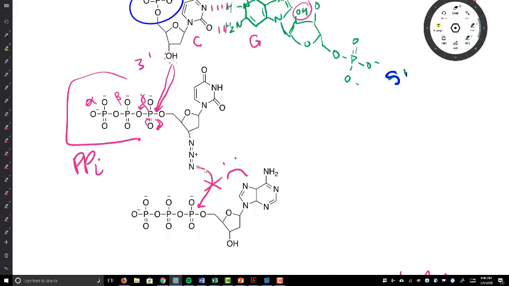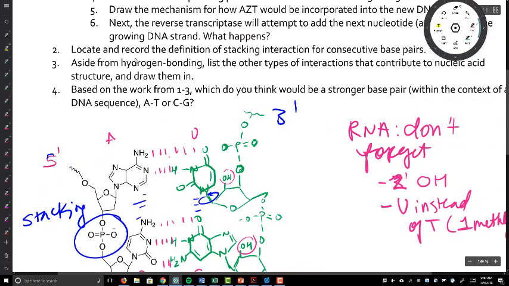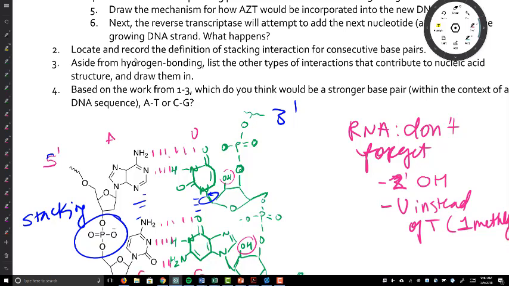And then one last question. I'm not going to have you report back to the class, but I want you to think in your group and decide, if you have an A or a T or a C and a G within the context of a DNA strand, which is going to be stronger and why would it be stronger? So make a decision about which you think will be stronger and why.